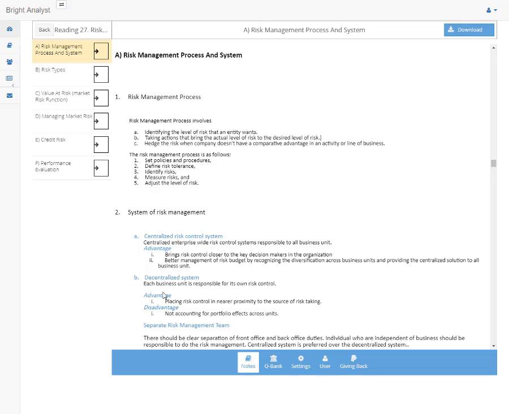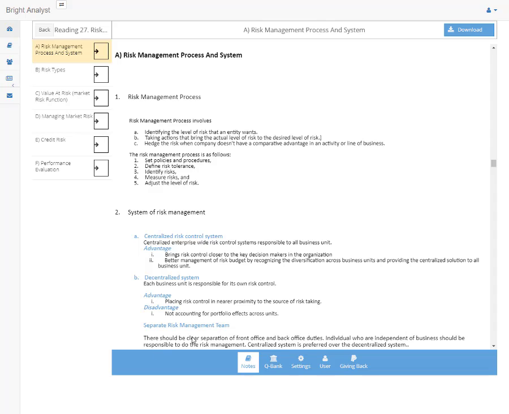The other important system is the decentralized system. Each business unit is responsible for its own risk control, placing risk management in closer proximity to the source of the risk. The disadvantage is that it doesn't take into account the portfolio effect across the units.